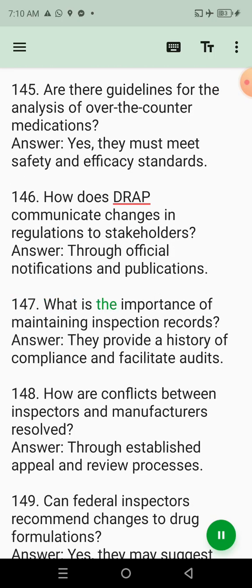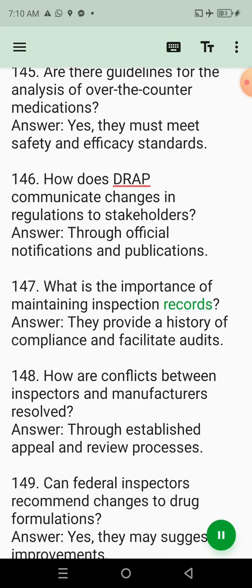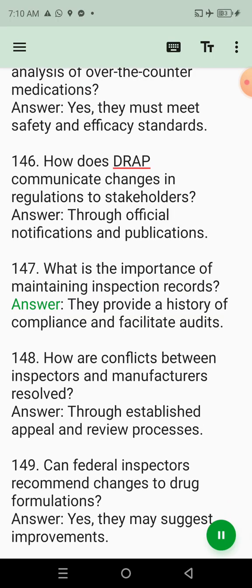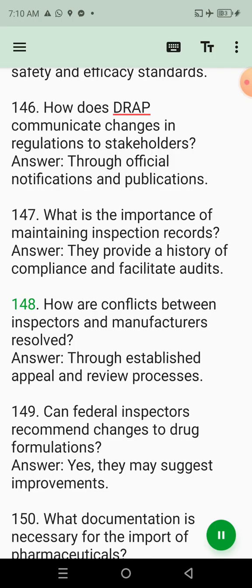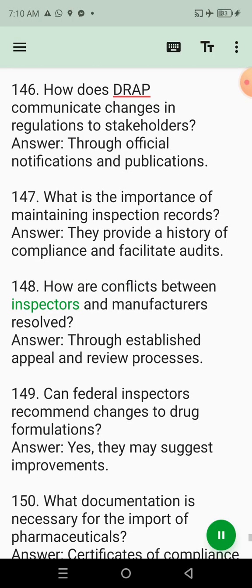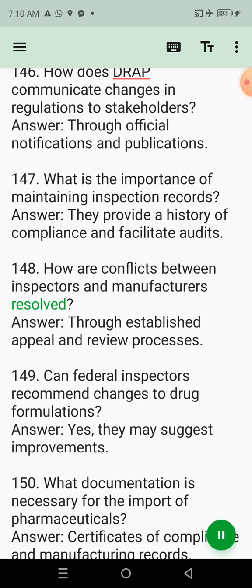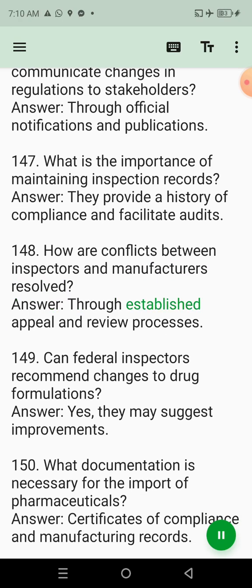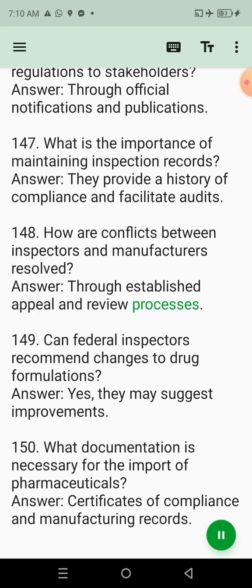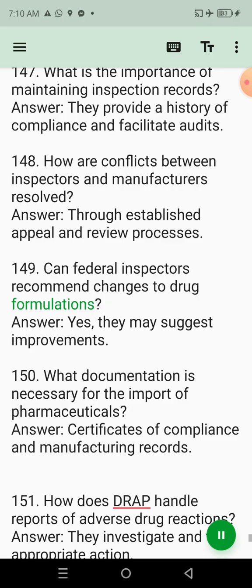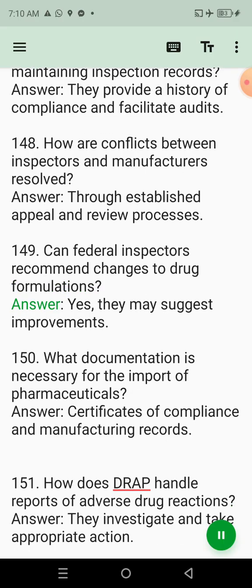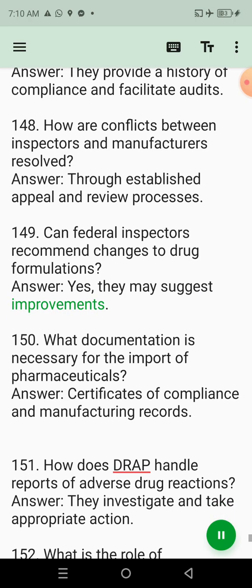147. What is the importance of maintaining inspection records? Answer: they provide a history of compliance and facilitate audits. 148. How are conflicts between inspectors and manufacturers resolved? Answer: through established appeal and review processes. 149. Can federal inspectors recommend changes to drug formulations? Answer: yes, they may suggest improvements.